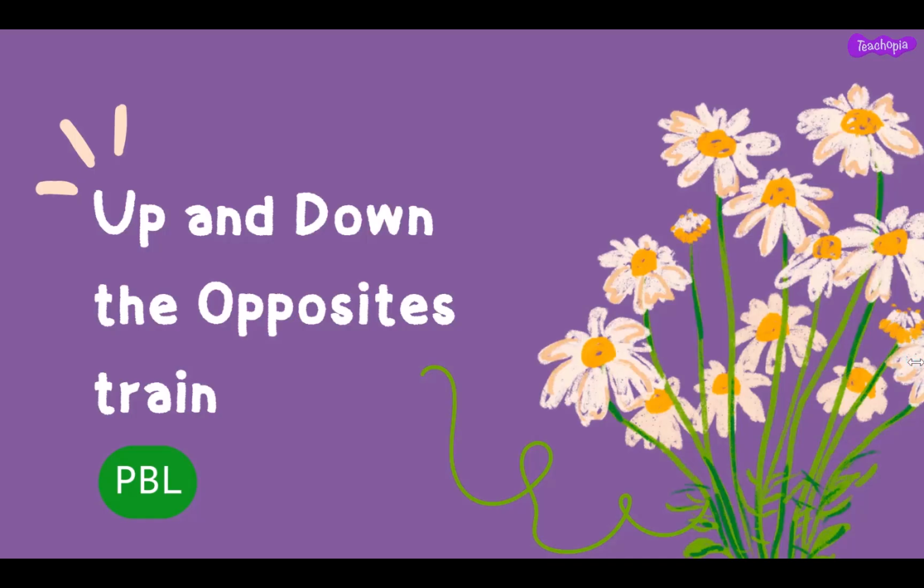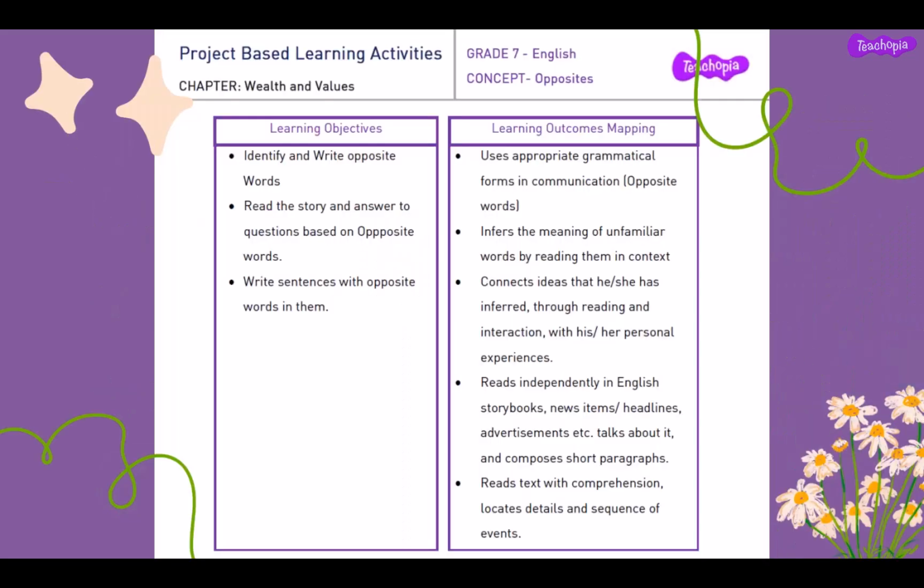We will be looking at the PBL Up and Down the Opposites train. We will go through all the activities and help the child use them independently or with minimal help. The project-based learning activities are based on the chapter Wealth and Values for grade 7 and the concept is opposites.